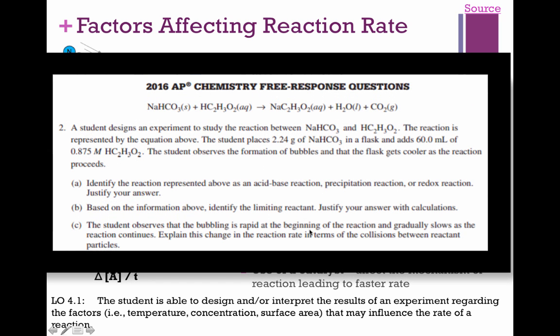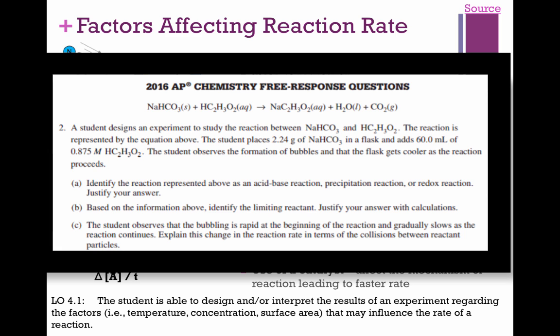This was part of last year's free response question, and yesterday we looked at part A. But we're just going to focus on part C down at the bottom. You have all this information about sodium bicarbonate reacting with acetic acid, but it says the student observes that the bubbling is rapid at the beginning of the reaction, because we're forming a gas, and then gradually slows as the reaction continues. Explain this change in the reaction rate in terms of collisions between reactant particles.